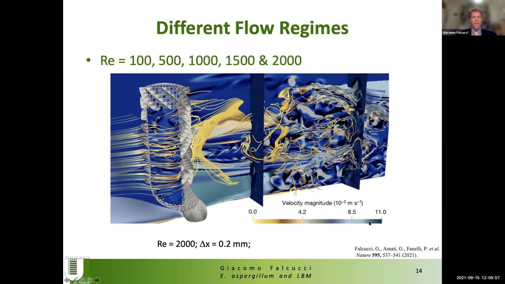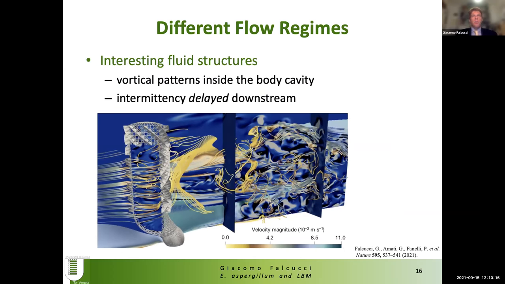In this simulation, we employed a grid of 50 billion lattice sites, and it took us a huge amount of computational resources to achieve the results of accomplishing this simulation. What was interesting is that according to our simulations, we found some very interesting and complicated fluid structures, vortical patterns downstream of the sponge and inside its body cavity.